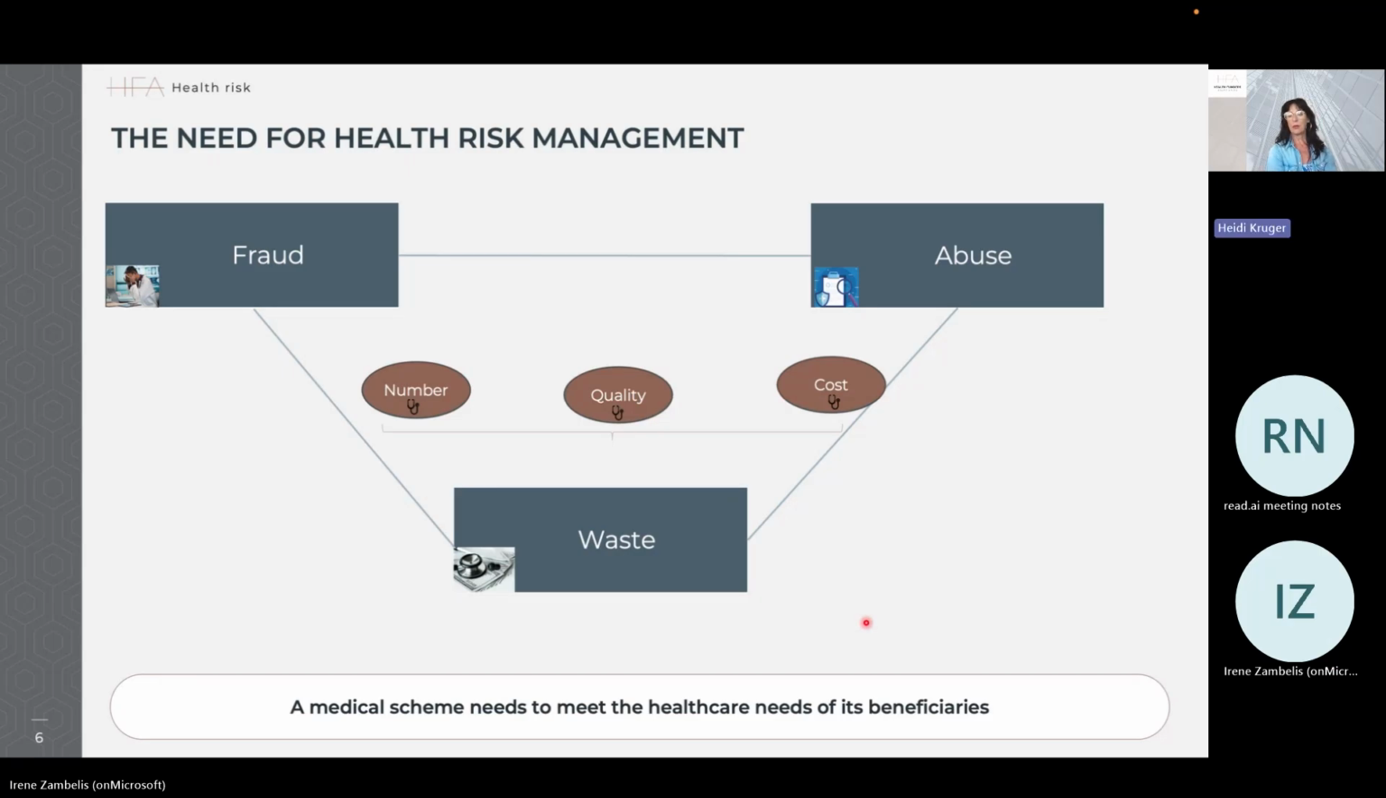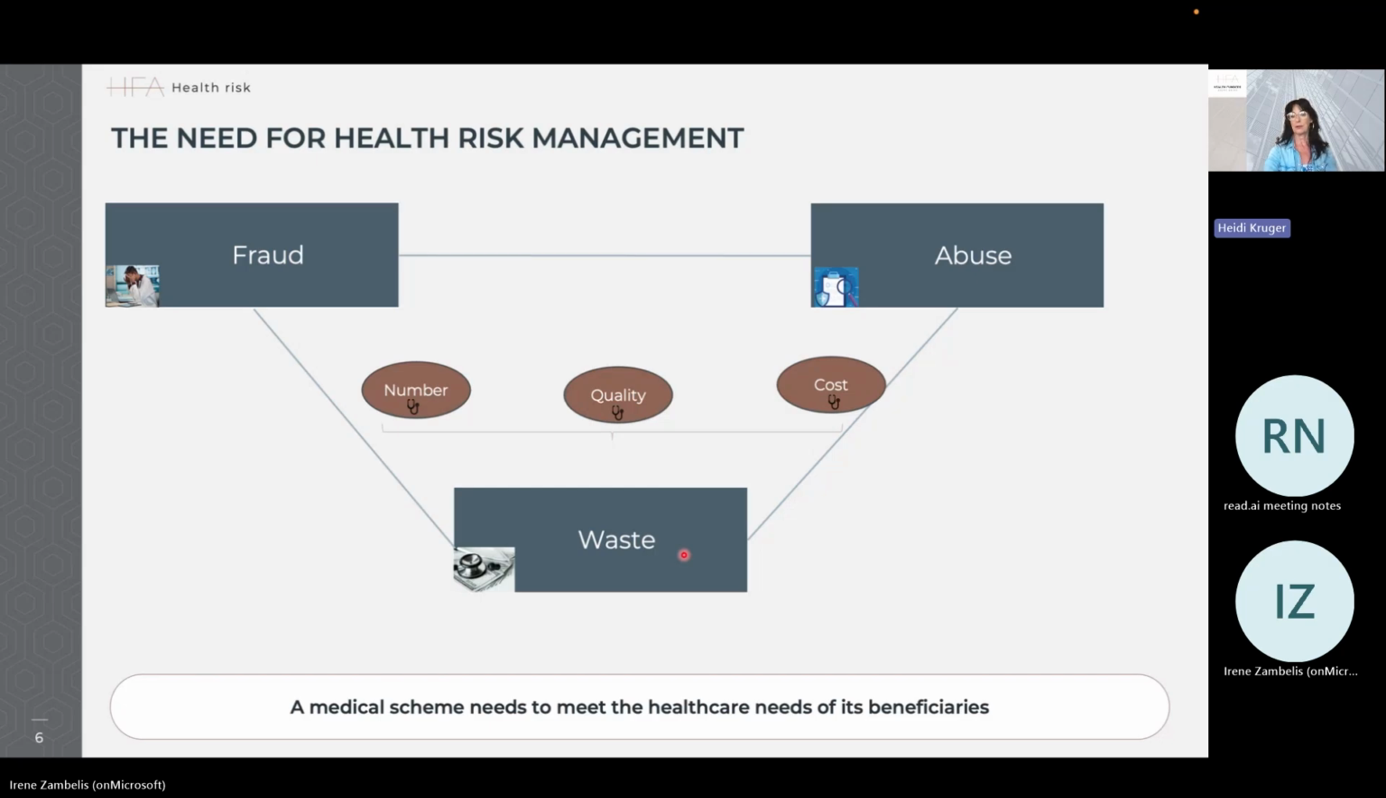Irene, another important concept in managed care is managing risk. And I mean, we all know medical schemes don't treat patients. They make funding decisions. And so health risks arise from several sources, including, for instance, the number of beneficiaries requiring care, the quality and cost of services, and issues like fraud, waste, and abuse. Could you give us a little bit of an explanation of what fraud, waste, and abuse actually mean and the difference between them?